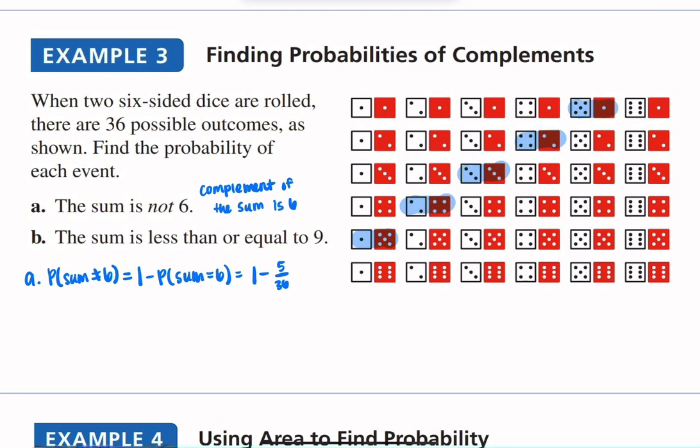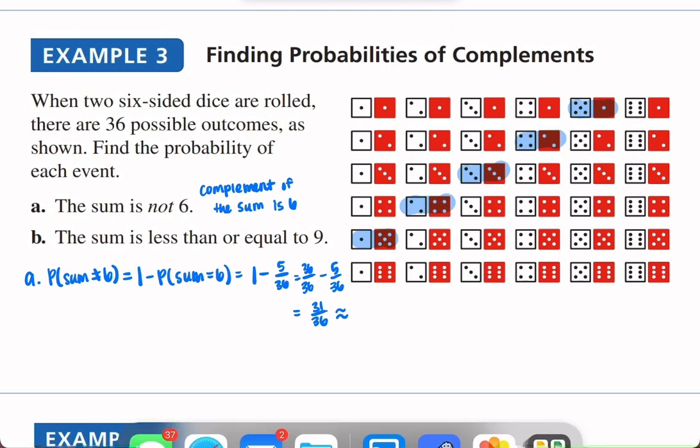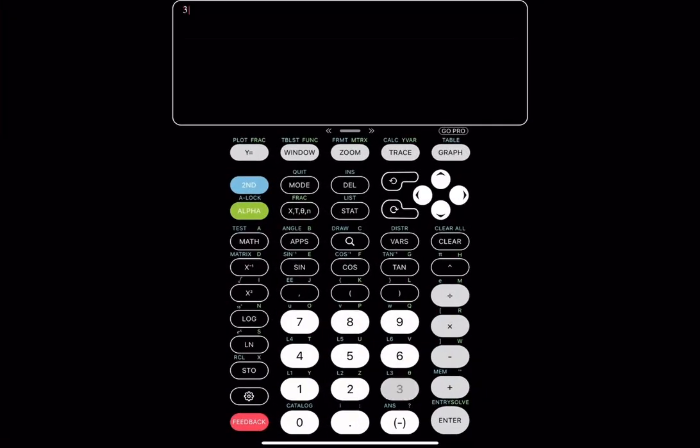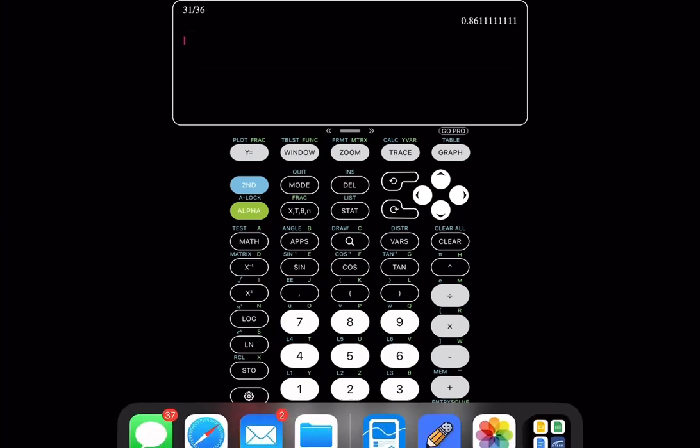So remember with fractions, if I have 1, that's like I have 36 over 36 minus 5 over 36, which is 31 over 36. And then we will find the decimal. 31 divided by 36 is about 0.861.